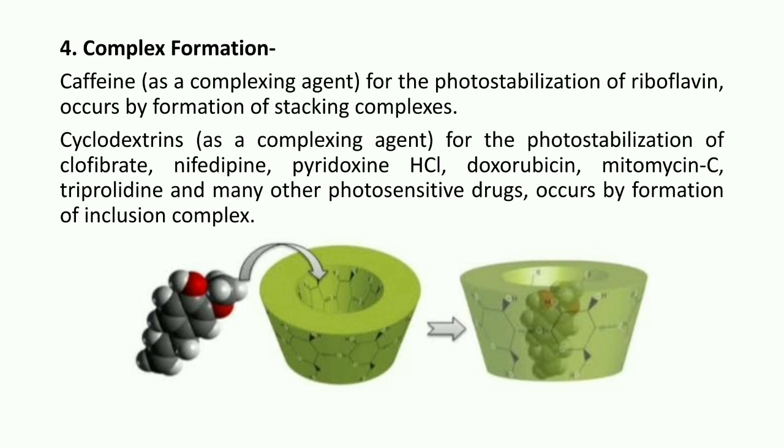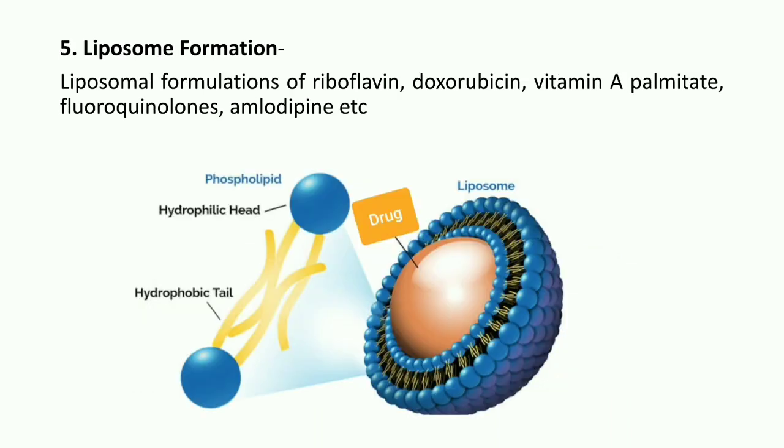The next approach is liposome formation. Liposomes are the microscopic and submicroscopic phospholipid vesicles with a bilayer membrane structure. Photostabilization of the drug substance by entrapment into liposome is an effective method to improve their photostability. Example of stabilization of some photosensitive drug in liposomal formulation includes riboflavin, vitamin A palmitate, amlodipine, and many other drugs.